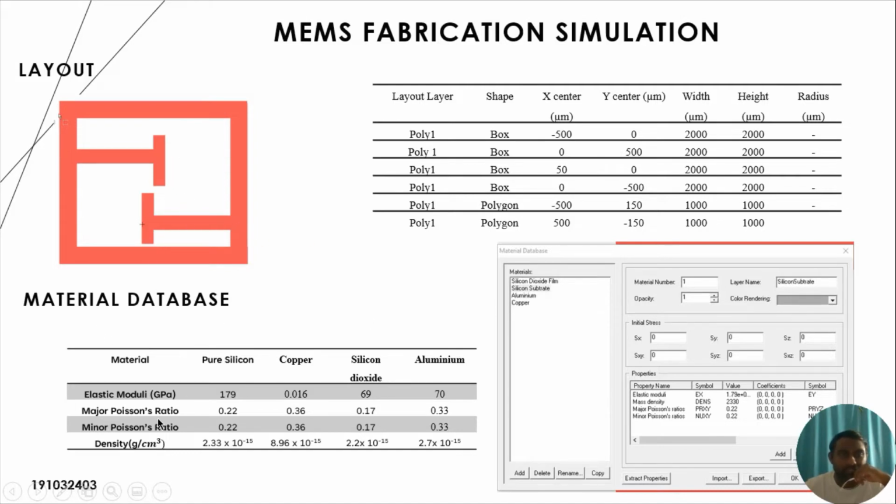And then for the material database, there are 4 materials used. So we inserted these 4 material properties inside MEMS Pro. This is the example where we insert the material properties for the silicon substrate.